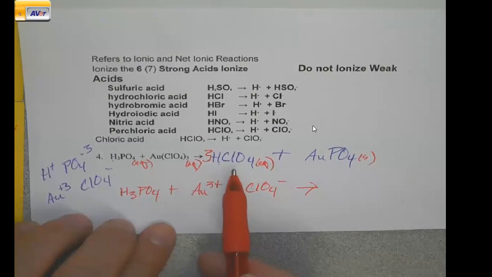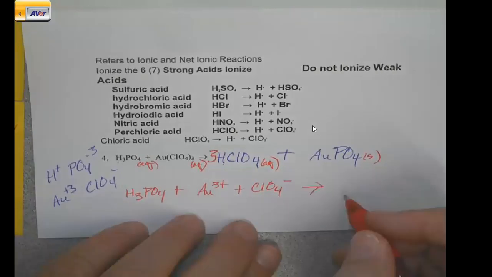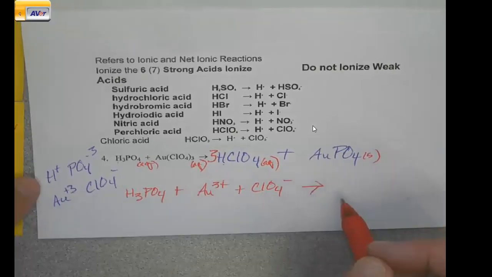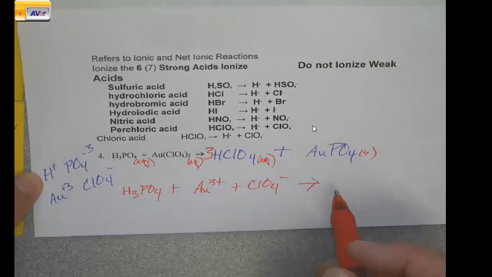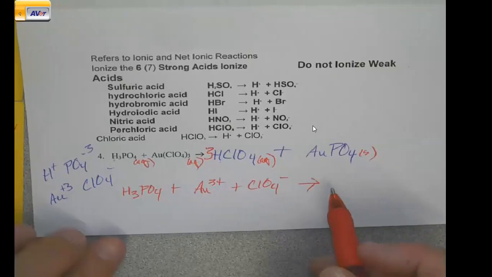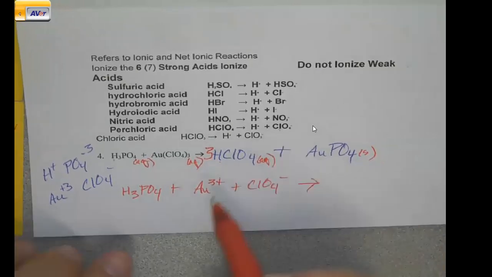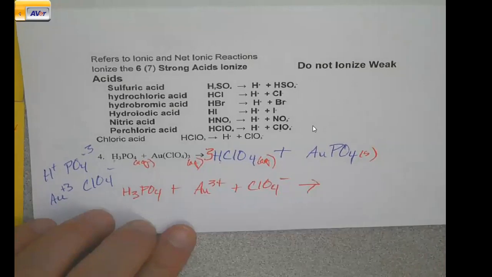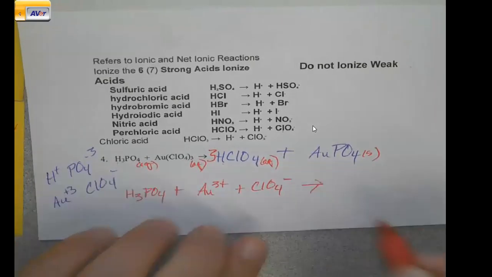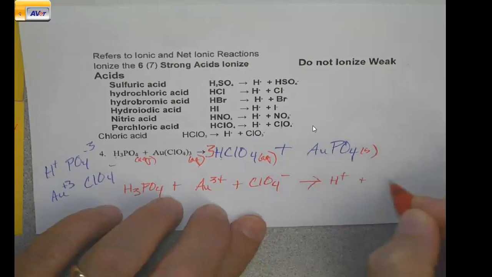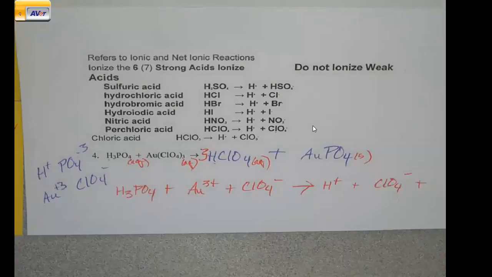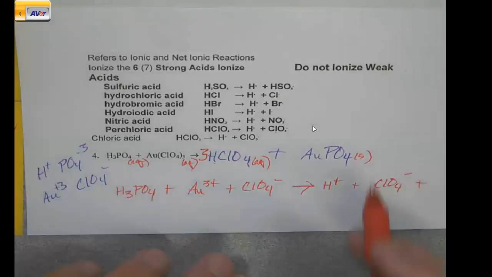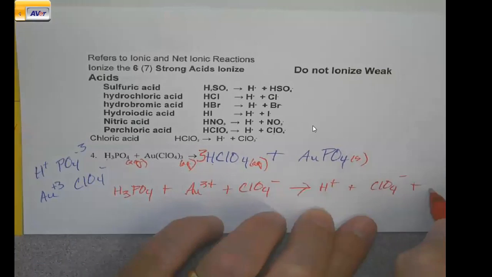Now, HClO4, is it strong or weak? That's strong. So we break it up. So what are our ions? Well, they list them right up here. H plus and ClO4 minus. Okay. And then we have, do we break up the AuPO4? That'll be the AuPO4. Okay, now we got to balance this.